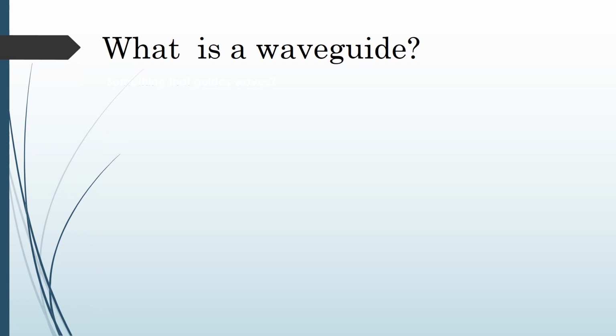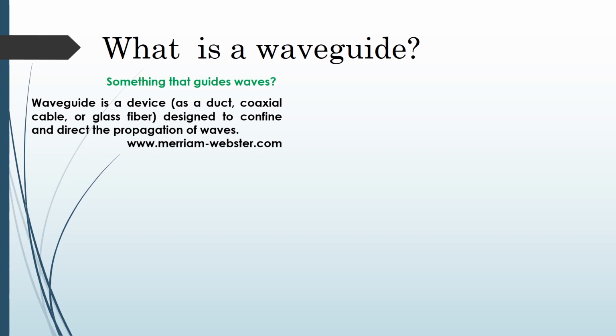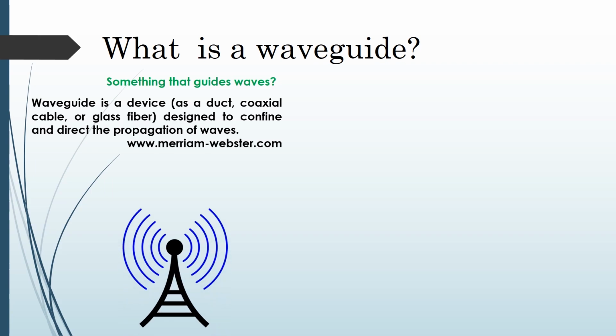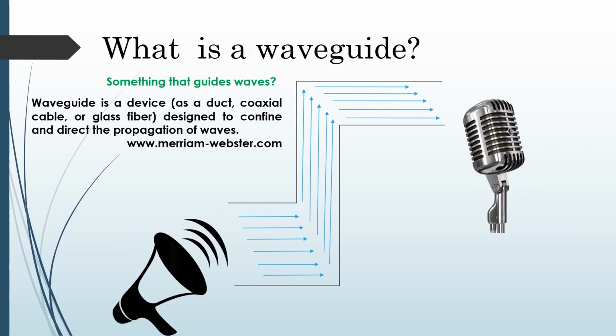So to begin, what is a waveguide? Guessing from the name, it's something that guides a wave, and that's more or less correct. The formal definition is that a waveguide is a device designed to confine and direct the propagation of waves. While in this video our focus will be largely on optical waveguides, waveguides can be used for any general wave like sound waves, mechanical waves, etc.